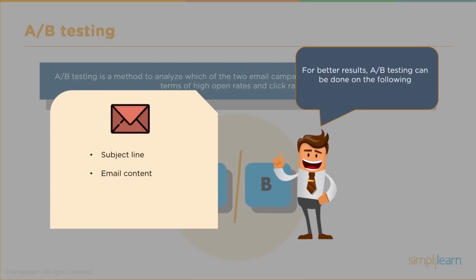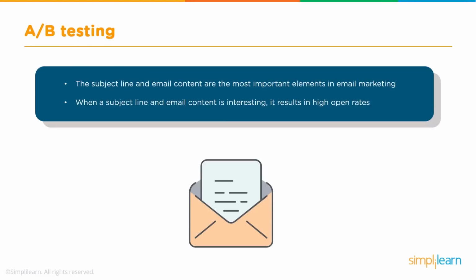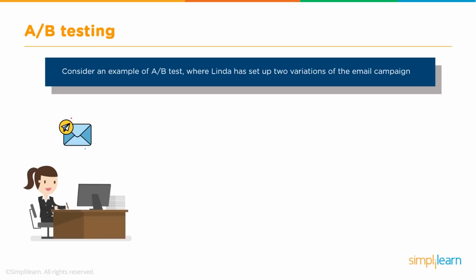Likewise for email content. The subject line and email content are the most important elements, so we want to be able to test them. If they're interesting, intriguing, attention grabbing, then in the case of subject lines, that results in open rates. If the content itself is interesting, engaging, a good offer, good call to action, then the click rates are going to be increased. So we want to serve up variations for our audience. Let's consider an example of an A/B test where Linda has set up 2 variations of the email campaign.